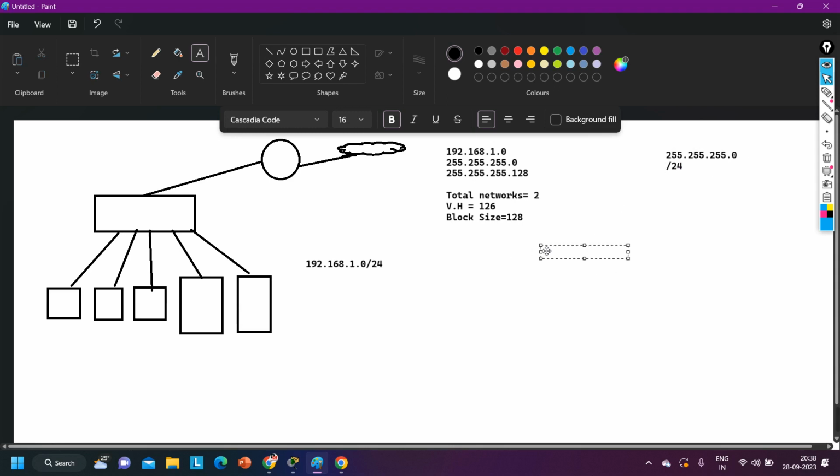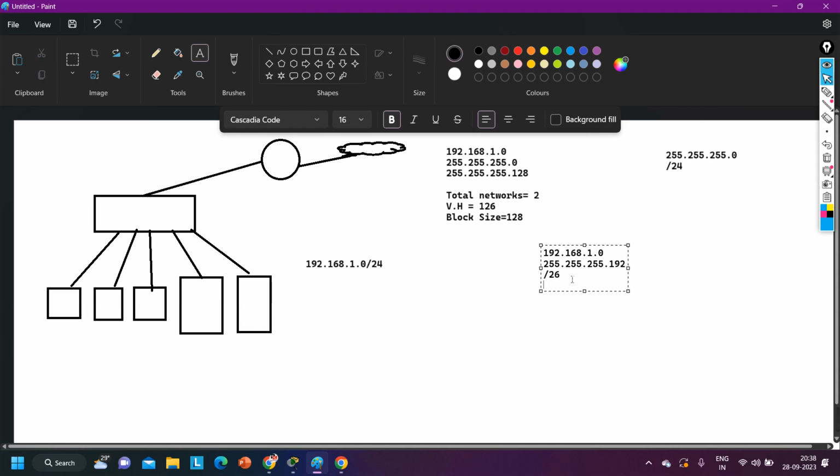Now I am going to write another IP address, 192.168.1.0, and this time the subnet mask is 255.255.255.192. How many network bits are there? What is the CIDR value? 26. Yes, 128 plus 64. That means in the fourth octet 2 network bits are there.